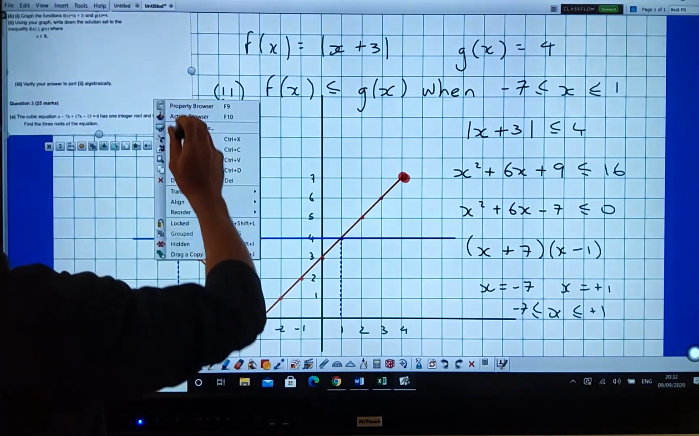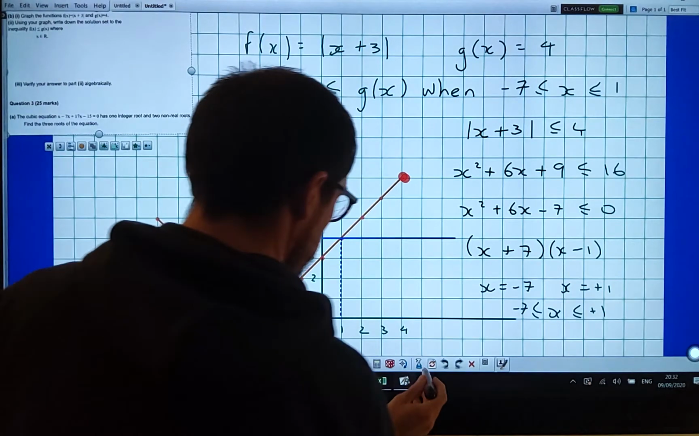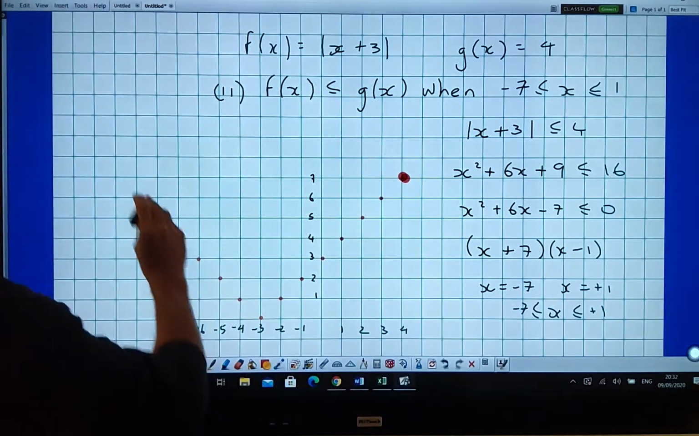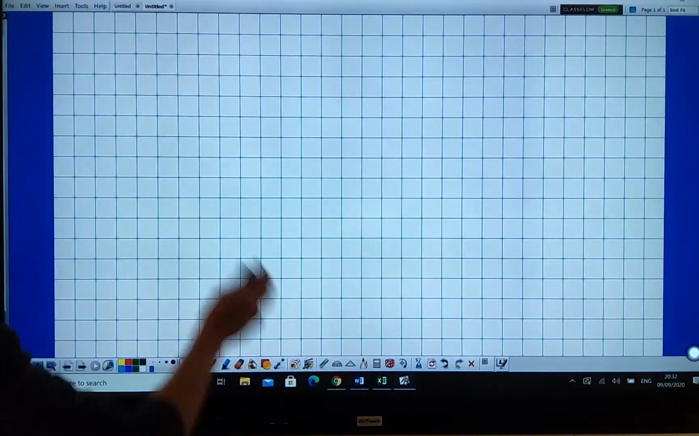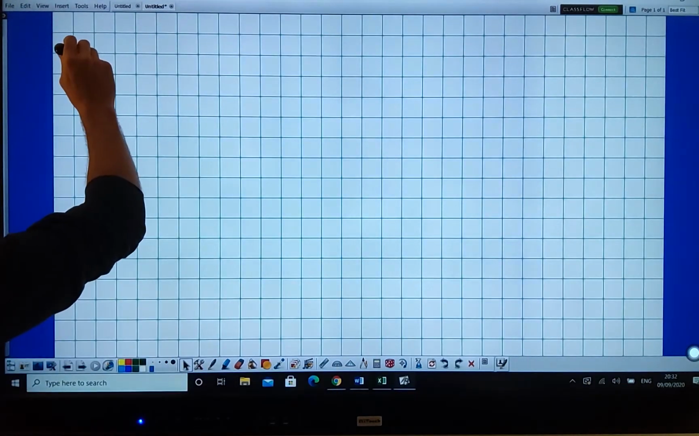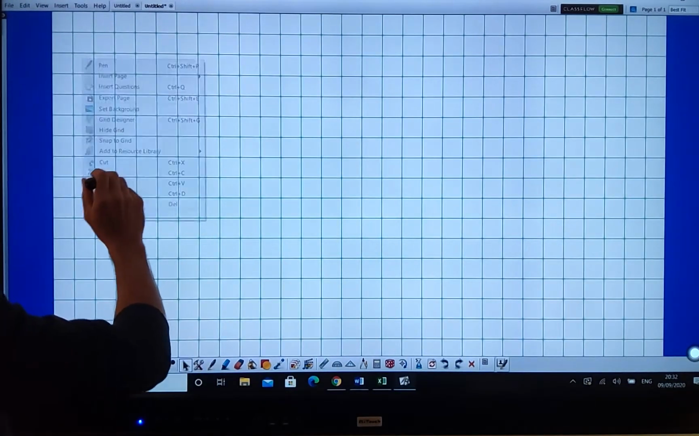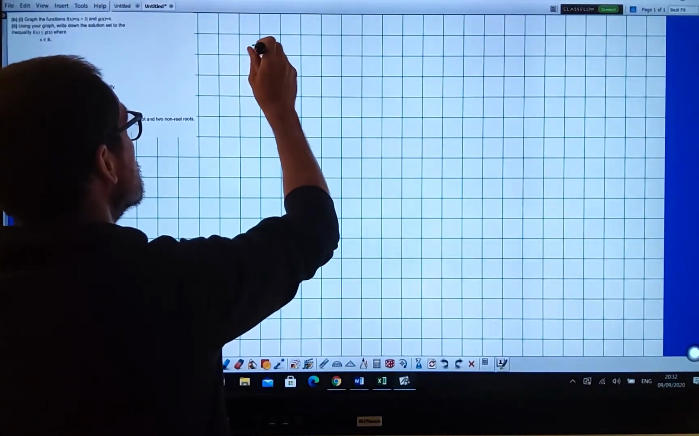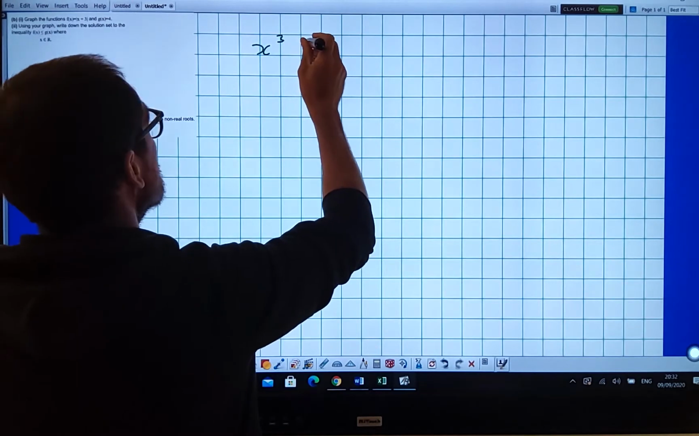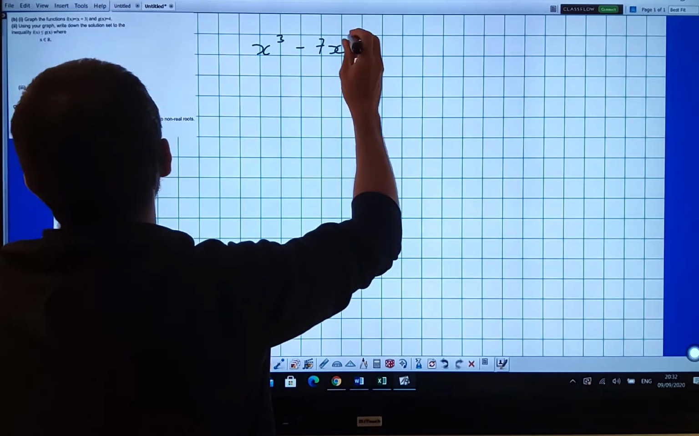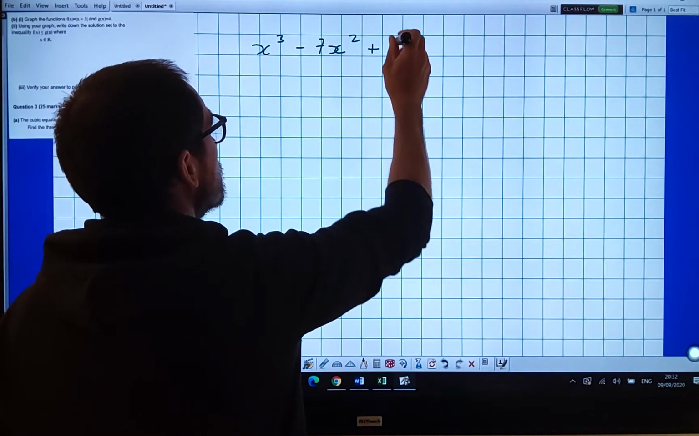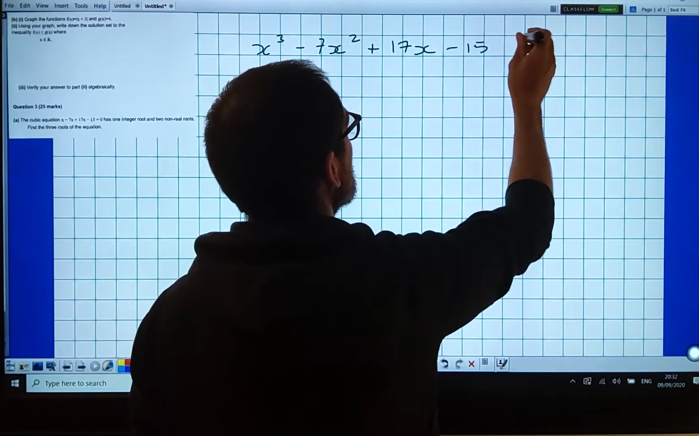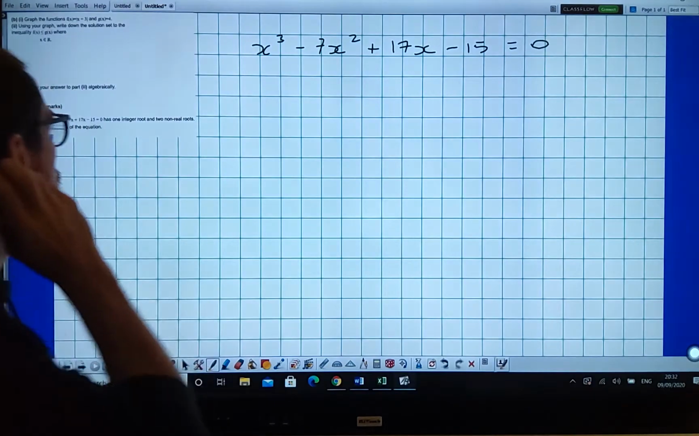Now we'll just copy this and we'll start a new question here now. Okay, so the cubic equation, x cubed minus 7x squared plus 17x minus 15 is equal to 0. Now, it's one integer root and two non-real roots.